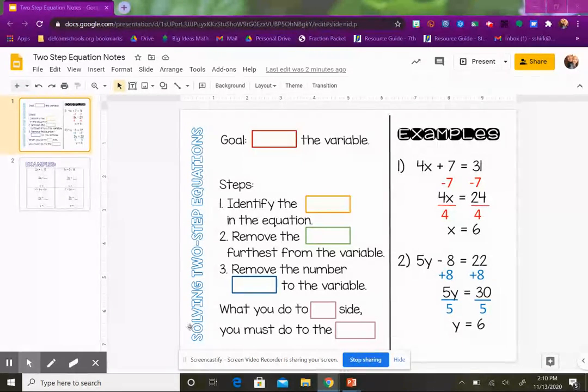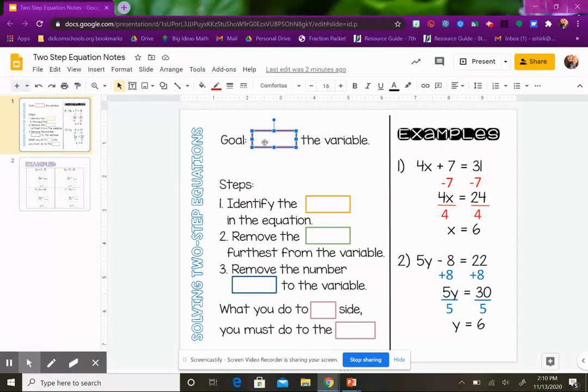So just like solving one-step equations like you guys did last week, the goal again is to isolate the variable. And what that means is get the variable by itself. So if you look over here, I've got a couple examples already. I need to know what x is. So in order to do that, I get rid of the other numbers that are around it.